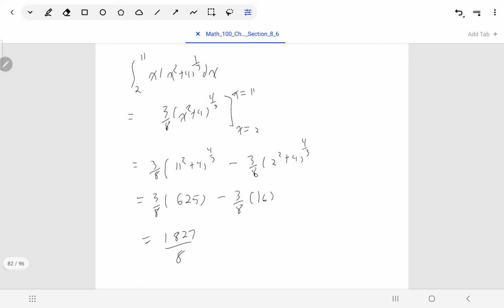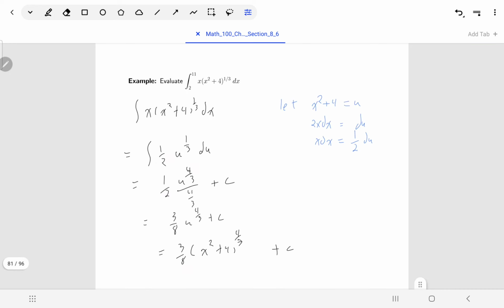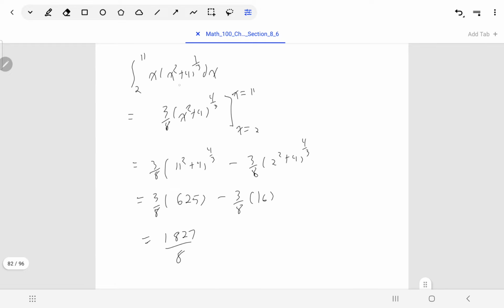So our plan for this problem was I did approach number 2. I ignored the limits of integration. I treated it as an indefinite integral first to find myself an antiderivative in terms of x. And then for the definite integral, I just evaluated that antiderivative.